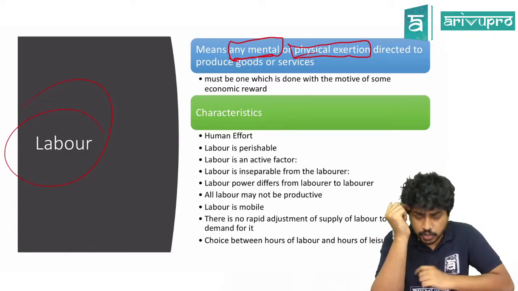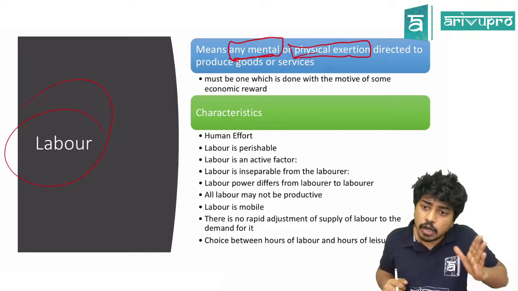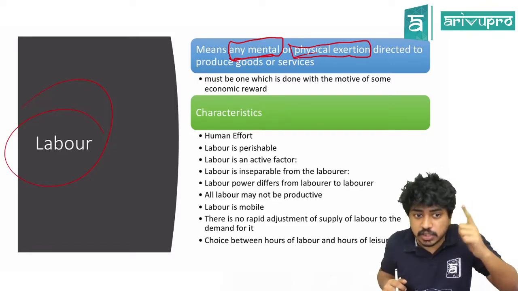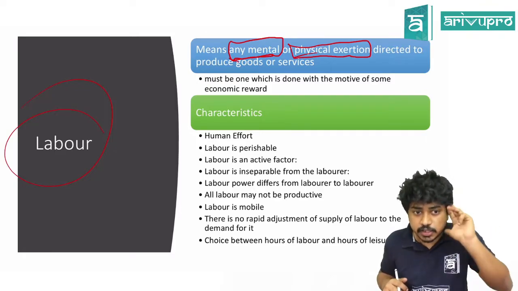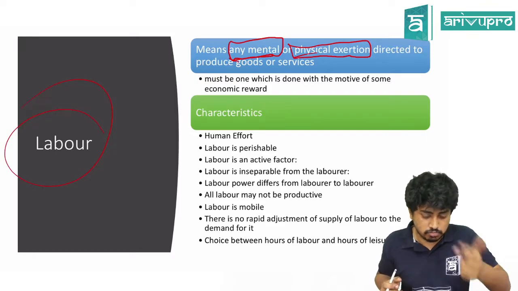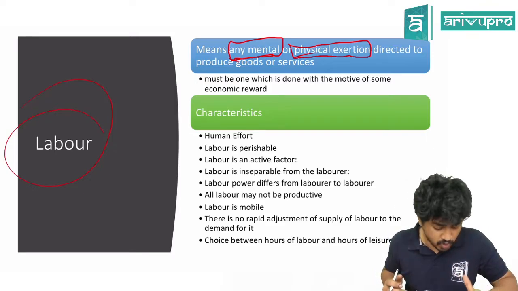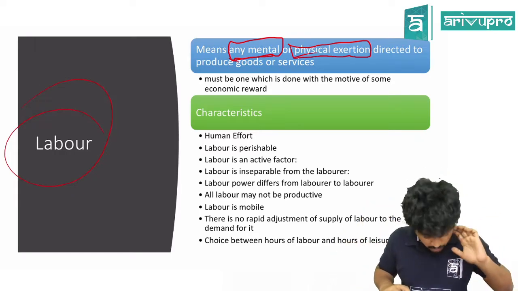Even if you are thinking, that is mental exertion. Thinking how to do this thing is also decision making. CEOs have to take a decision, so they will be thinking. You're not doing anything physical, that's a mental exertion. That is also called labor. Are we clear here? Any doubts?